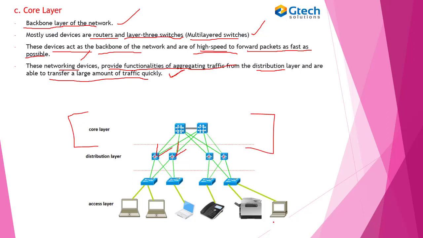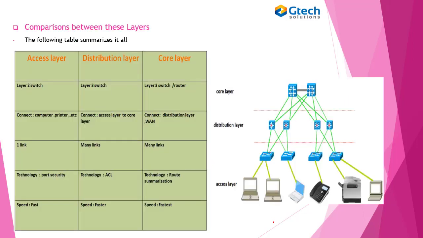So let's move to our next topic: comparison between these layers. Access layer, distribution layer, and core layer. We look at the difference between all the three layers. The device that is used at the access layer is a layer 2 switch, but in distribution layer it is a layer 3 switch. In core layer, which is the backbone layer of the network, it's either a layer 3 switch or a router.